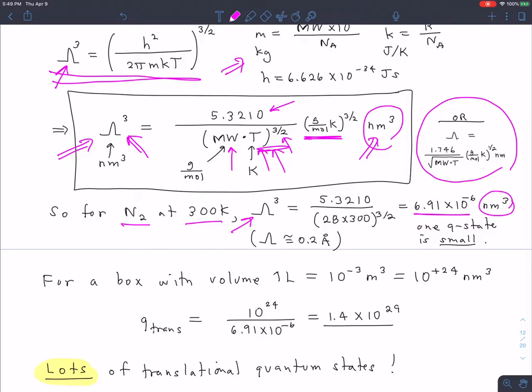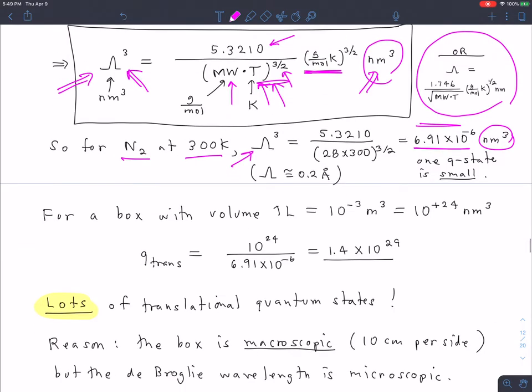A nanometer is already a small thing. Nanometer cubed is a small thing. And this is only about 10 to the 5th, 1/100,000th of that nanometer cubed. So that means Q trans is equal to the volume.